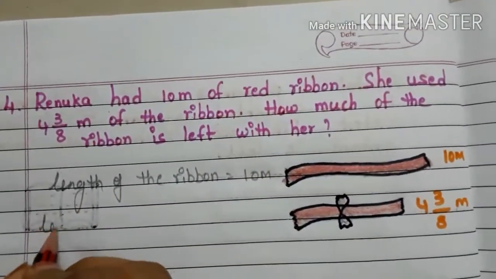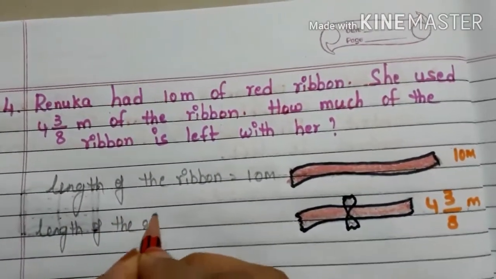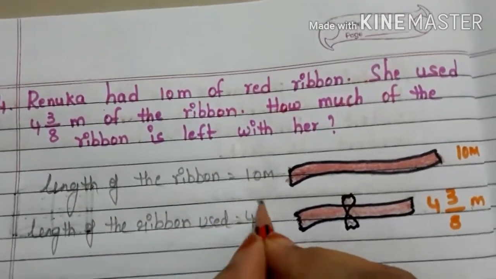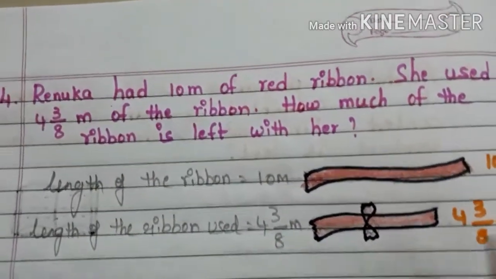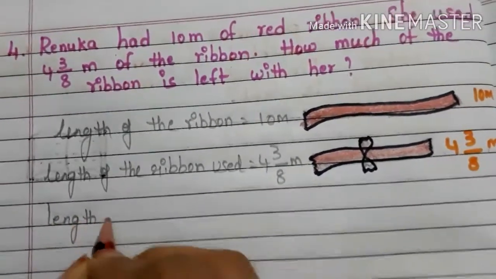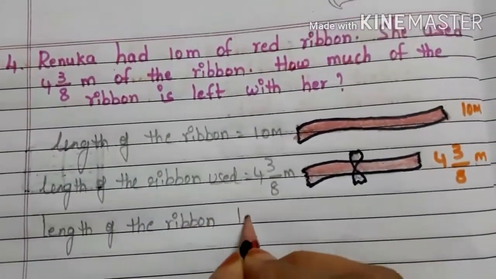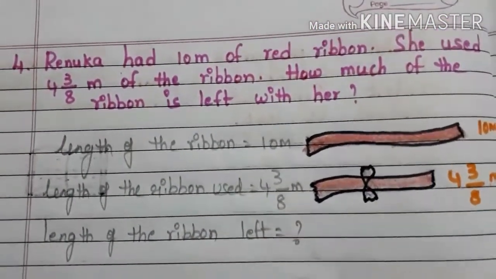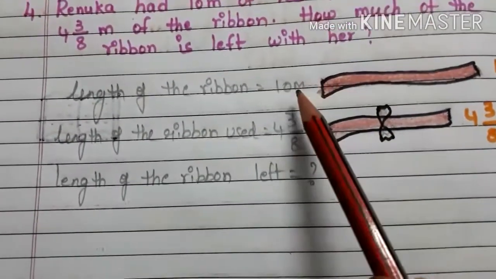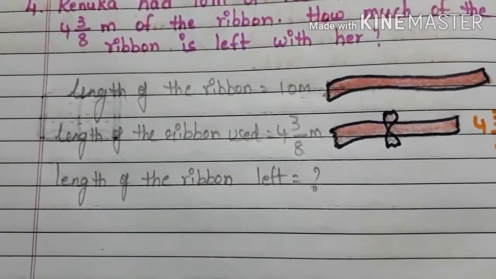Okay. And length of the ribbon used. How much? 3 by 8 meters. Okay. Now, length of the ribbon left is equal to how much? Okay. Now, we have to subtract the ribbon used from the total length of the ribbon. Then we will get how much ribbon is left with her.